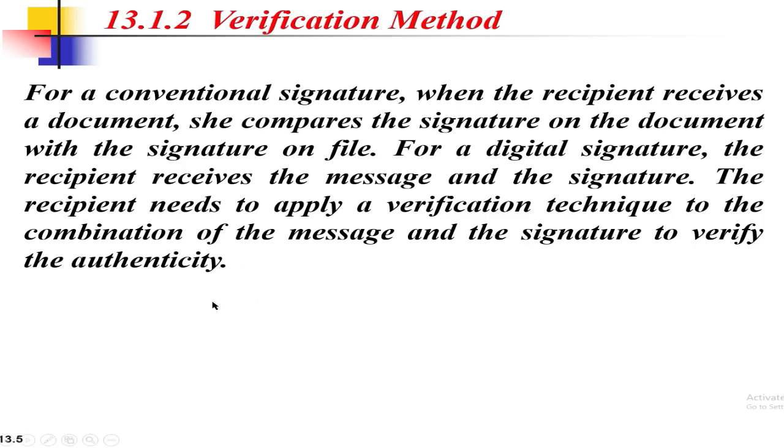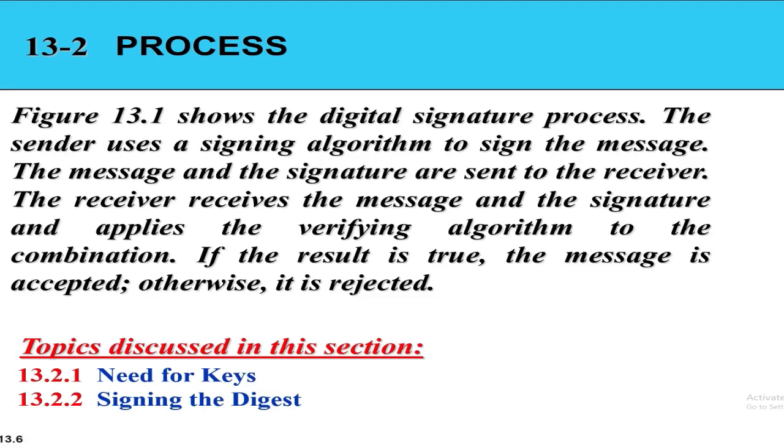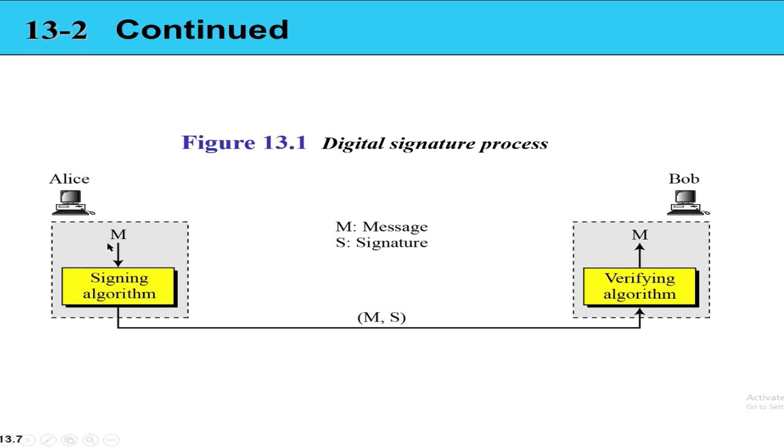So let's discuss the digital signature process. The sender uses the signing algorithm to sign the message, and the message and signature are sent to the receiver, and the receiver applies the verifying algorithm to verify the message.